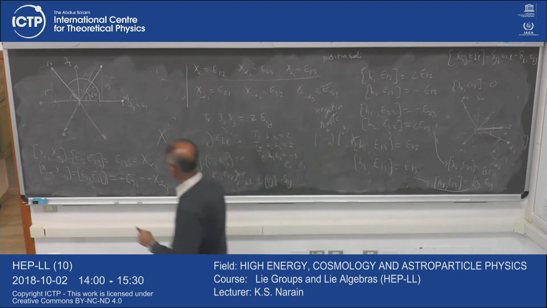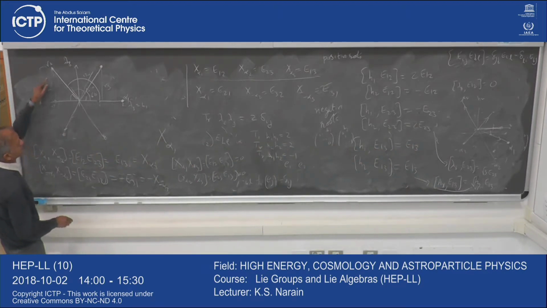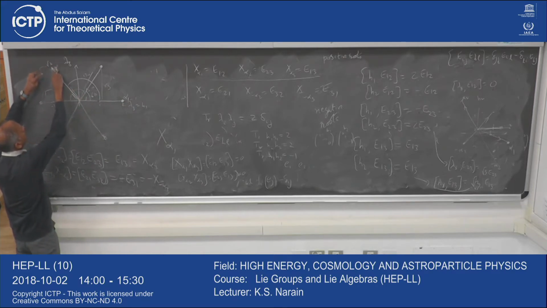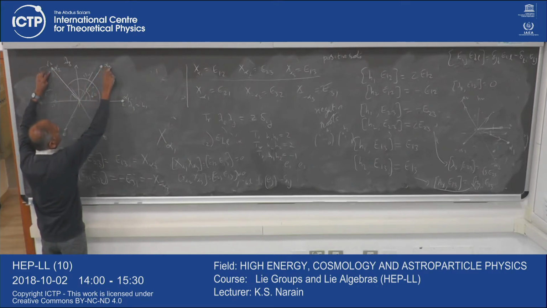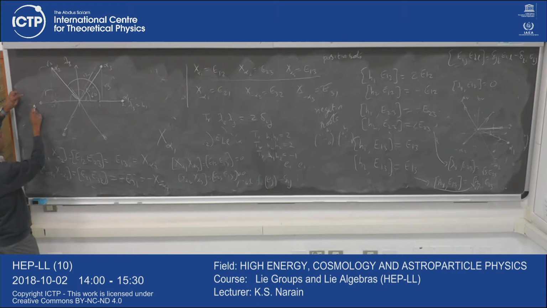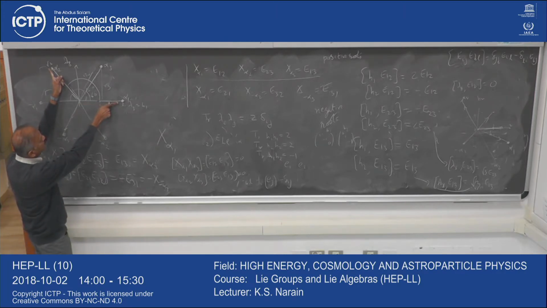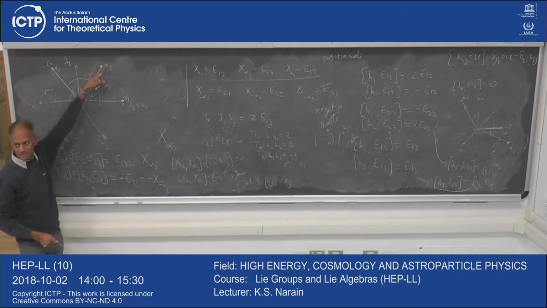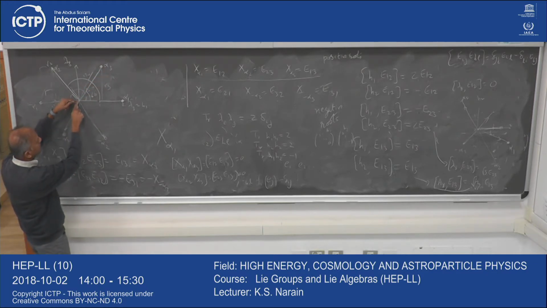Okay, so let's look at this picture here. We said this is alpha 1, this is alpha 2, this is alpha 3, and then here is minus alpha 1, minus alpha 2, minus alpha 3. First thing we notice: x alpha 1, x alpha 2 commutator gives you x alpha 3, right?